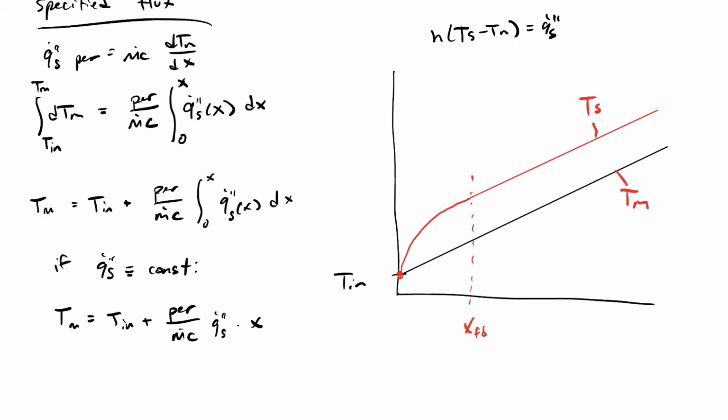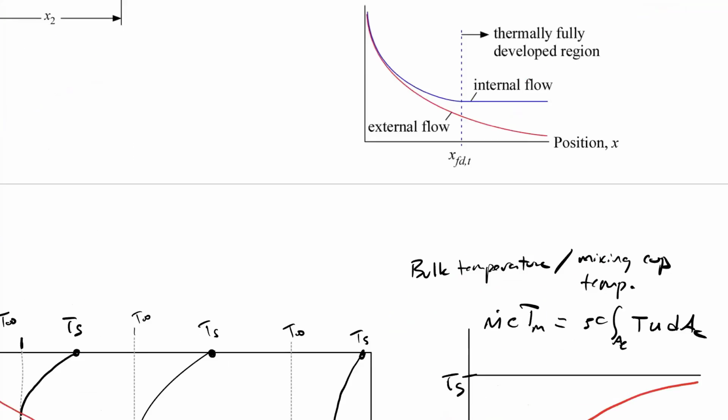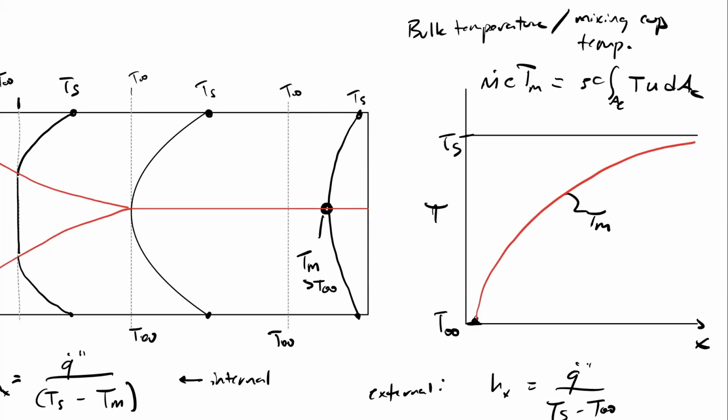So I think we're out of time. If you're curious about the specified surface temperature, it basically looks like what we drew the first time. It looks like this, right? And this solution, I'll just give it to you right here. Tm is equal to Ts minus (Ts minus Tin) times exponential of minus perimeter times x times h bar over m dot c. Okay, so that's the solution for this constant temperature situation.